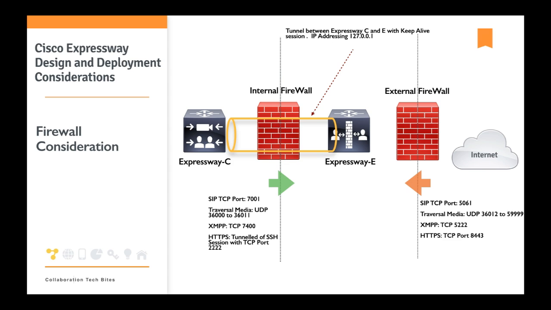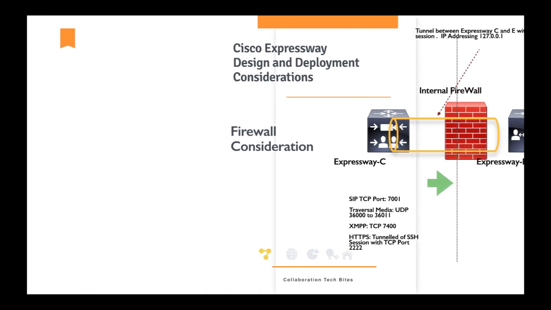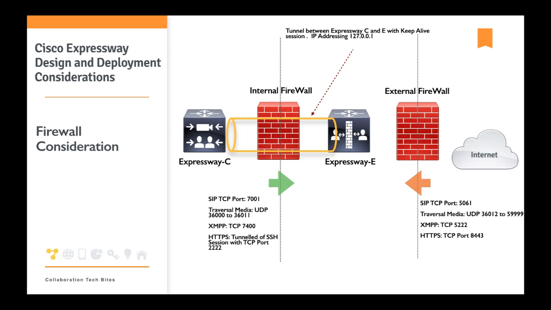Okay, so a firewall consideration. This is the final consideration. You need to consider the firewall here. Expressway C is built in the internal network. Expressway E is in the DMZ, and the internet. In the internal firewall, SIP TCP port 7001 to the outside. A rule of thumb, guys: internally, you do not need to worry about the inbound in the internal network. Only the outbound rules need to be considered.